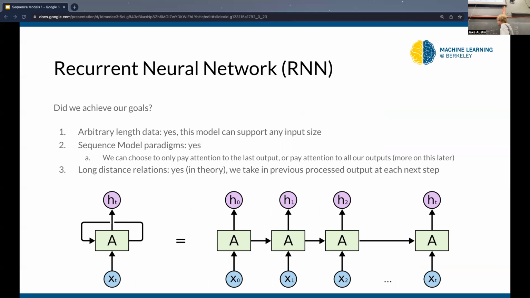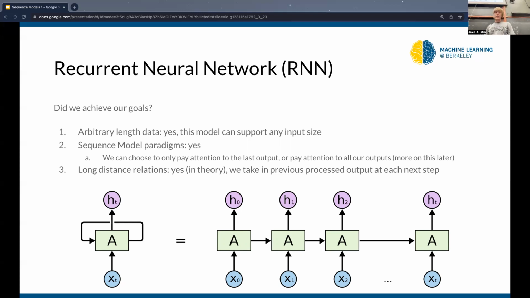We can also handle output sizes of variable length. With our model, we can choose to only look at some of the outputs. We can look at the very last output, or we can look at all of the output H's from our model. We have variable output lengths too. So in this sense, we have succeeded just by choosing what we want to pay attention to from our model.